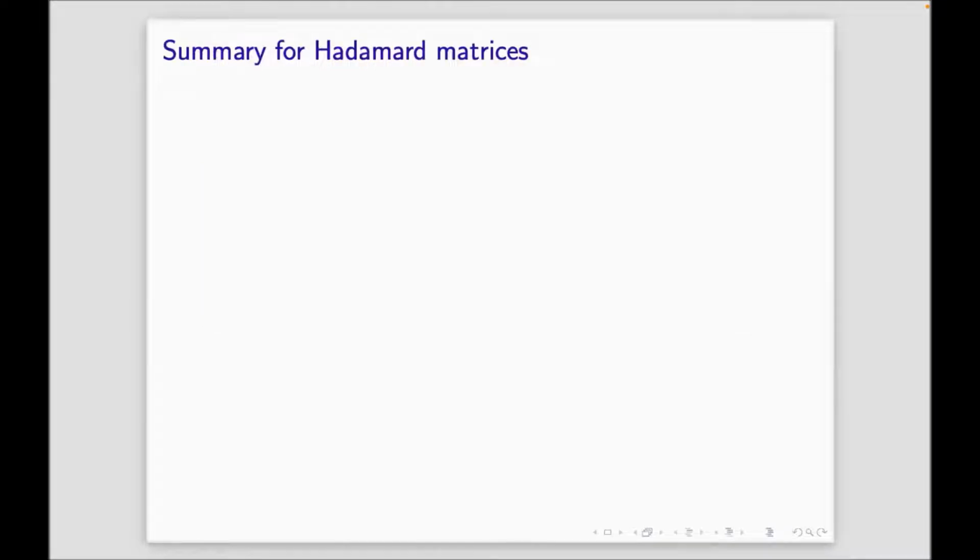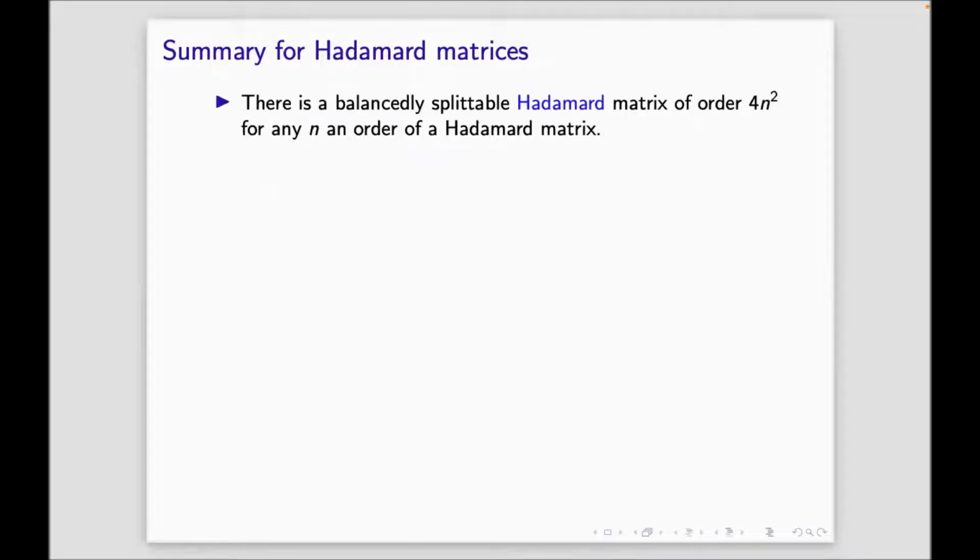Now let me summarize what we know about Hadamard matrices. Number one, there is a balancedly splittable Hadamard matrix of order 4n squared for any n, an order of a Hadamard matrix. So, for example, if n is 4, we have one of order 64. If n is 12, we have one of order 576.